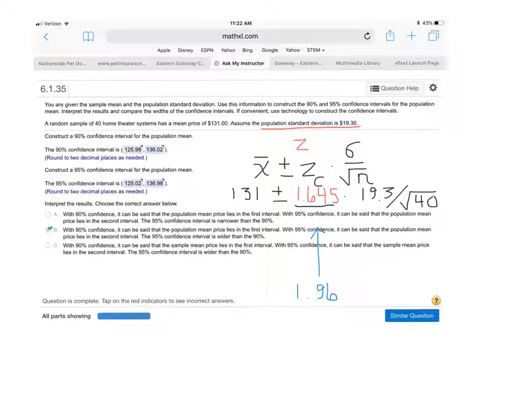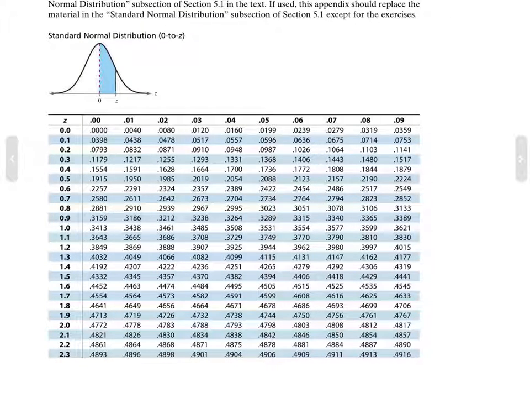Now, as I said, the higher level of confidence will be a wider interval, and that is because the critical value is bigger. We need to go out only about 1.645 standard deviations in the normal curve to capture the middle 90%, but to capture a larger percentage, we have to go out a greater number of standard deviations. So that would be 1.96 standard deviations. So I'll start with the 90% confidence interval.